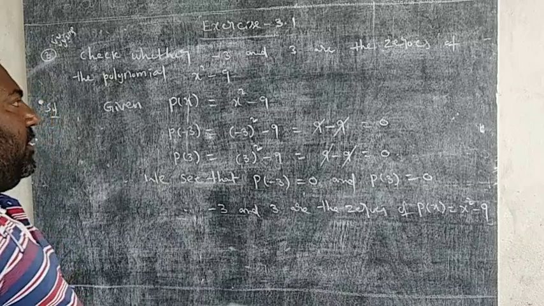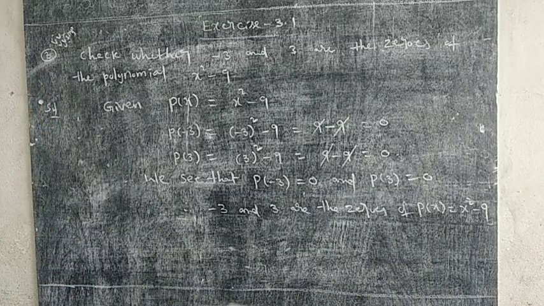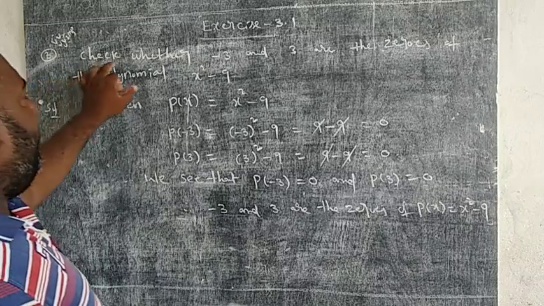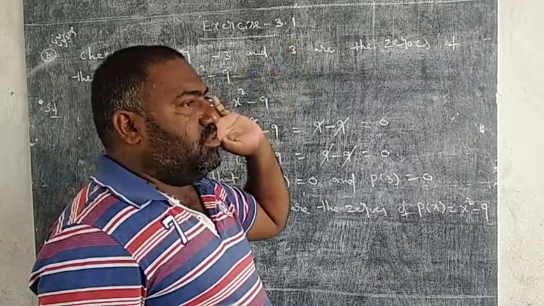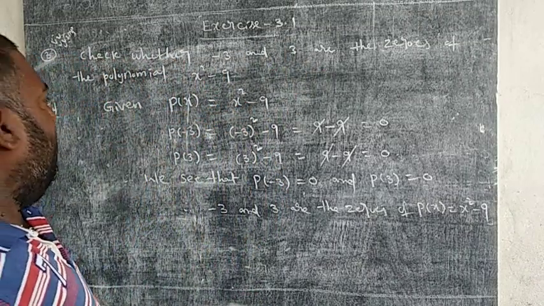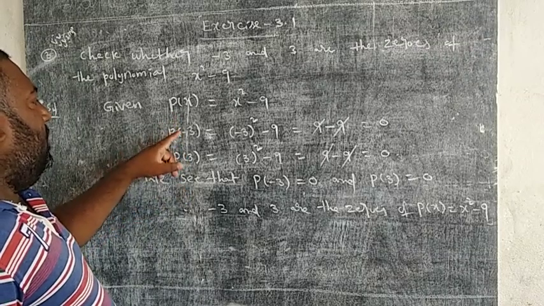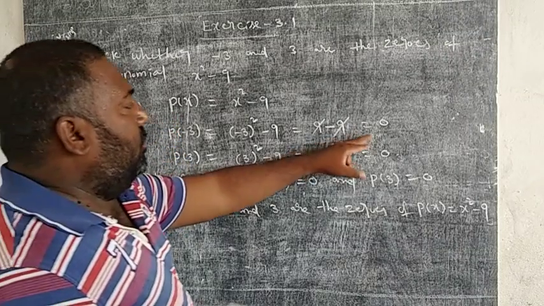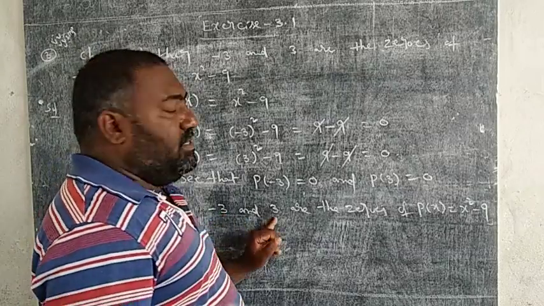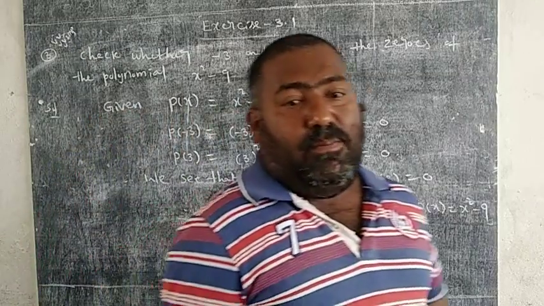This is a very, very important problem in public examination, a 2 marks problem. So check whether -3 and +3 are the zeros of the polynomial x square minus 9. Replacing x by -3 and +3, if the two values are equal to 0, then we say that -3 and +3 are the zeros of the polynomial.